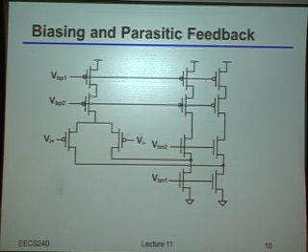Because differentially speaking, everything is symmetric, so you can't really be doing anything on the differential loop. But common mode, there's absolutely a feedback loop. So just to be clear, what elements need to exist, or what parasitics have to exist in the transistor, for you to get a common mode feedback loop out of this structure? What do you guys think?